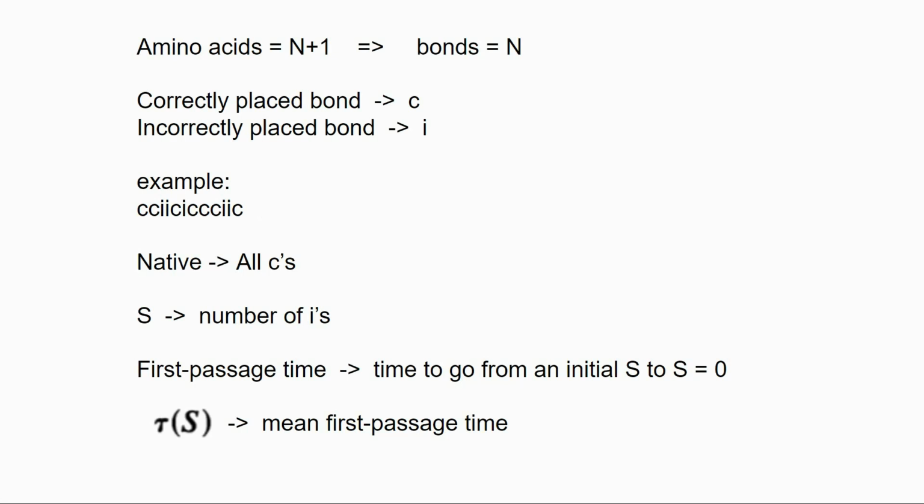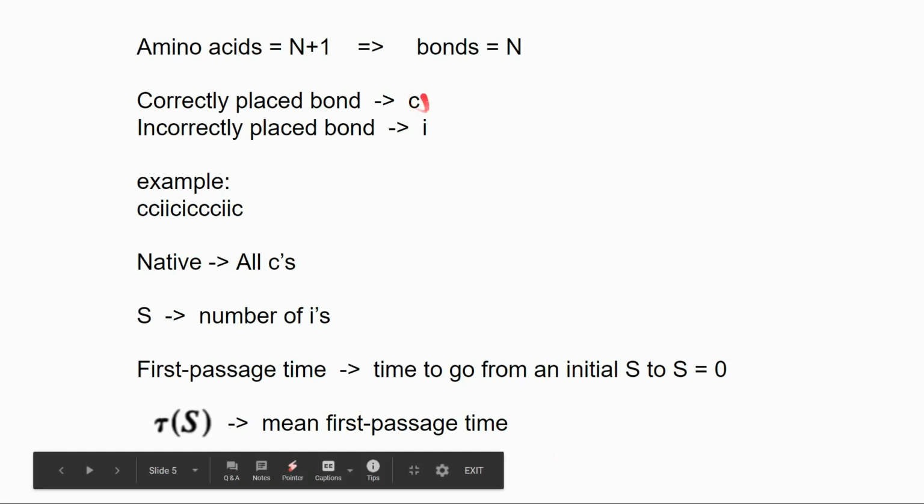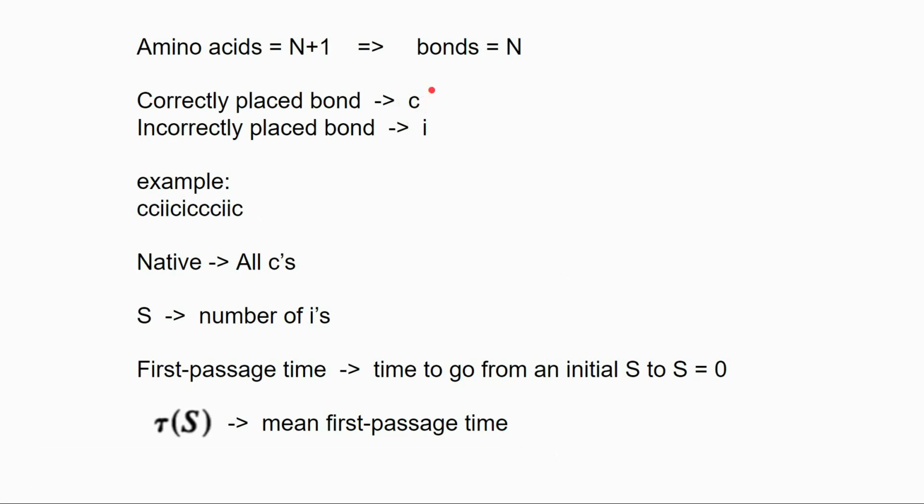So a bond that is correctly placed, that is, it is in the state that would be in the native state, let that be represented by C. Then the incorrect one would be represented by I. Hence, a protein would look something like this. So what we want is the native state in which all the bonds are C's. So let's define S as the number of incorrectly placed bonds.